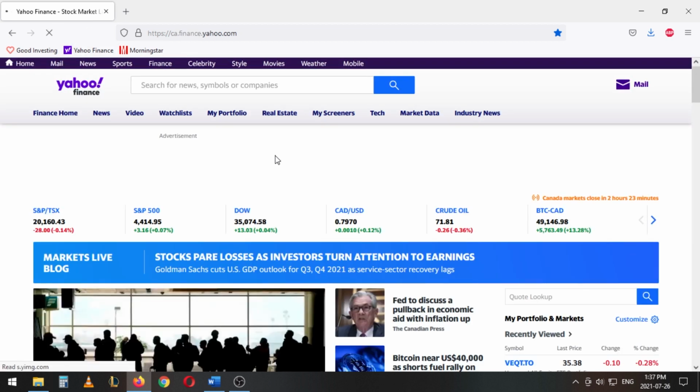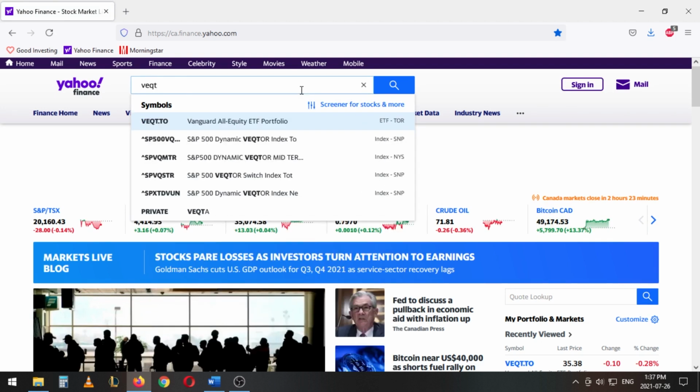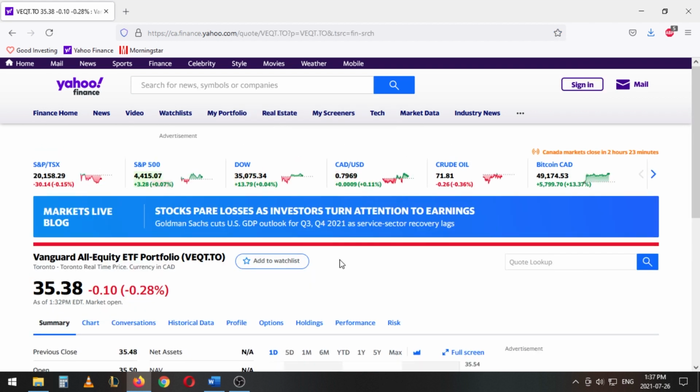So I like using Yahoo Finance. This is kind of my first go-to resource. What we'll do is we'll look up the ticker symbol. So in this case, I'll do VEQT.TO. So this is sort of our case study for a non-sustainable ETF, the Vanguard All Equity ETF portfolio.